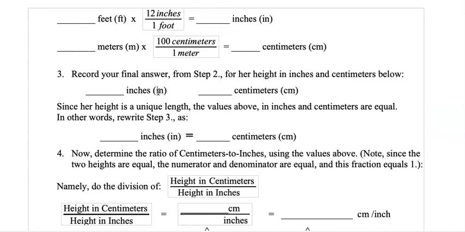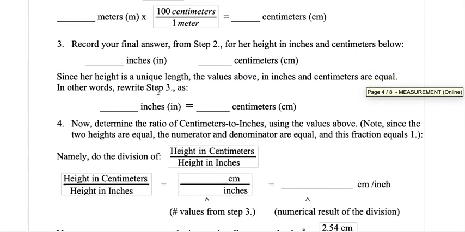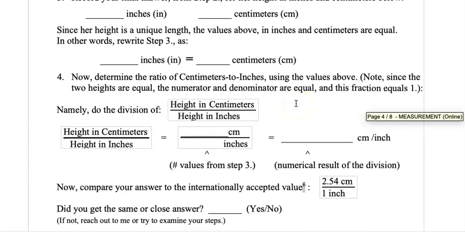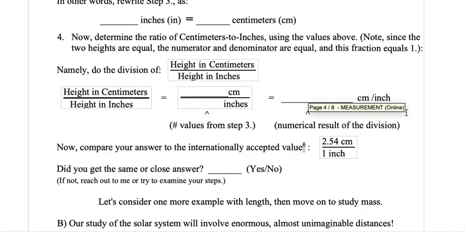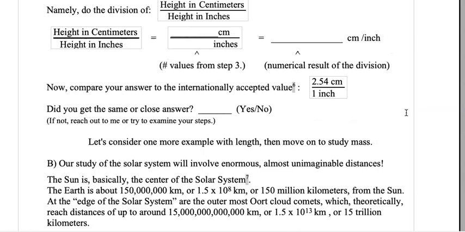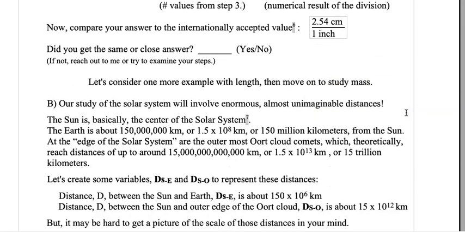And once you get your answers, it reveals that, in fact, these two quantities are equal because her height is the same. And then to find the relationship between centimeters and inches, you just take the ratio. So you have your answer for her height in centimeters and inches here, and you plug them into these formulas, and then you reduce the number. That's what's meant by numerical result of the division. And that tells you the relationship between centimeters and inches. So you should go through the procedure step by step.